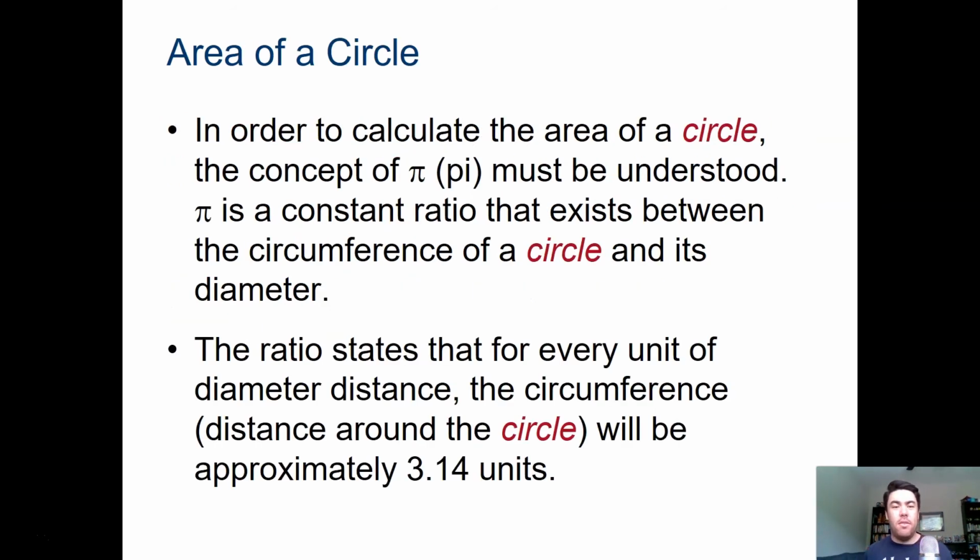We can find the area of the circle by using the concept of pi. Pi is the ratio between the circumference of a circle and its diameter. The ratio states that for every unit of diameter distance, the circumference will be approximately 3.14 units.